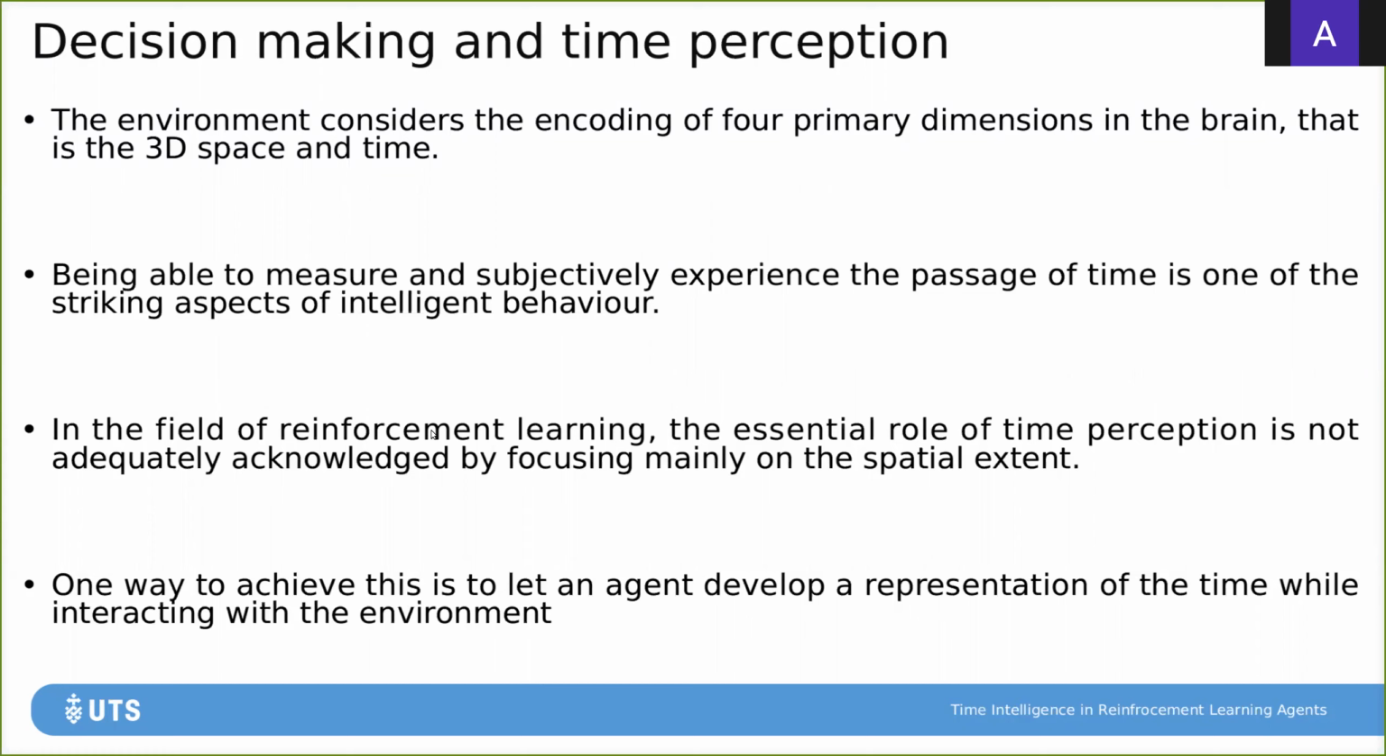However, in the field of reinforcement learning, time perception and learning of representation of time is not adequately acknowledged. Most of the existing research focuses mainly on the spatial aspects of the environment. Now, the question is how artificial intelligence can attain time perception. One way to achieve this is to let an agent develop its representation of time while interacting with the environment.